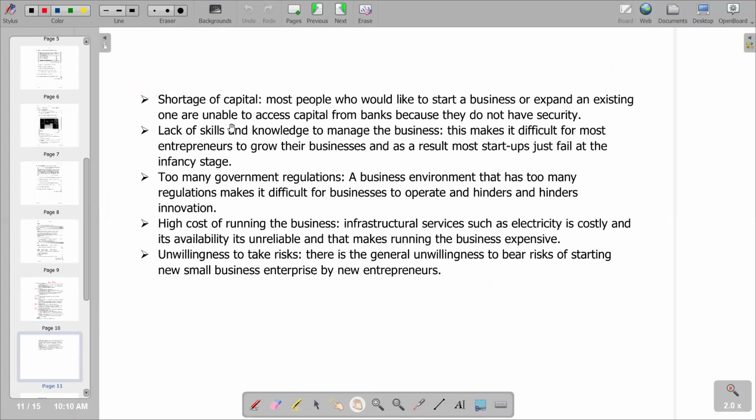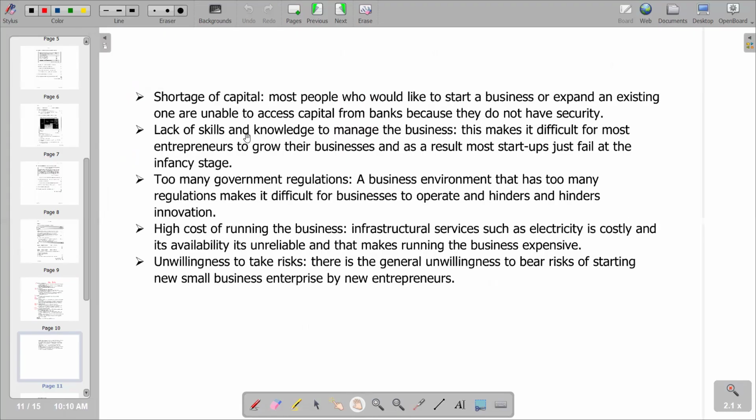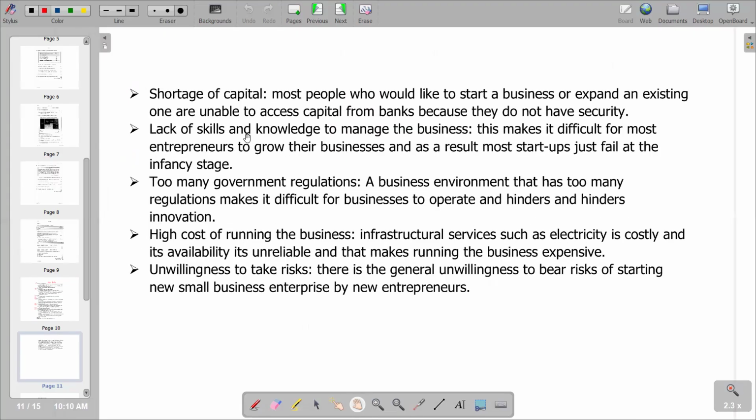Obviously, it's going to start from shortage of capital for small businesses. Those are some of the challenges that they face. They do not have the funding so that they can operate their business at full capacity. Most people who would like to start a business or expand an existing one are unable to access capital from banks because they do not have security. So obviously it becomes a challenge.